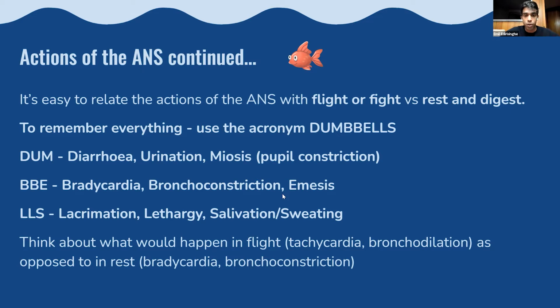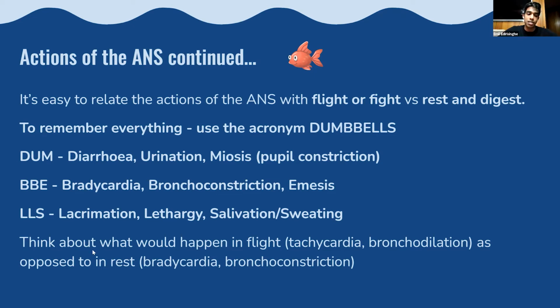So with all of these things, you know that parasympathetic is going to be on one end and sympathetic is going to be on the other opposite end. So if you have diarrhea for the parasympathetic nervous system, you know that the opposite of that is going to be constipation for the sympathetic nervous system.